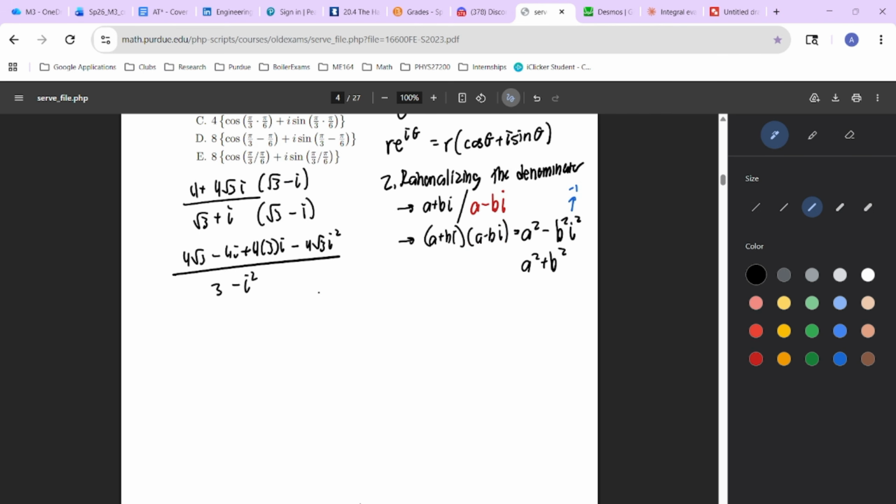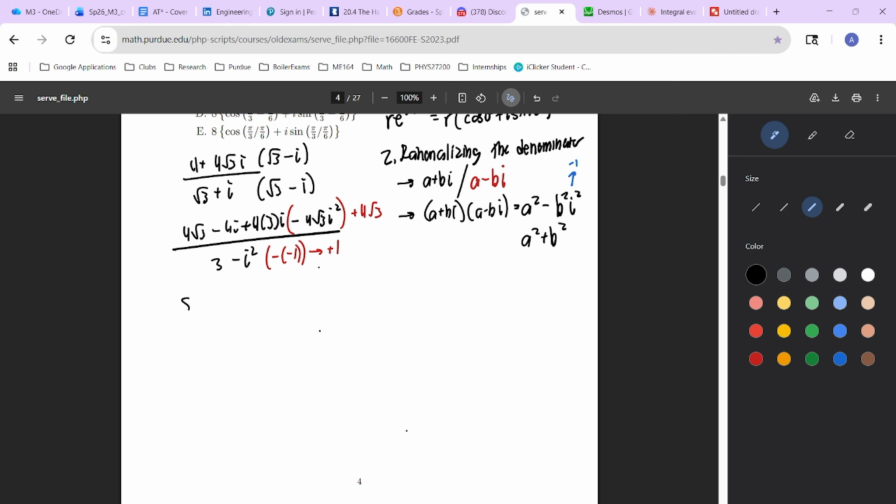We're going to simplify that out. This specific part becomes positive 4 root 3, and this bottom one becomes negative 1, which becomes positive 1. Now, knowing this, we can simplify this down. This becomes 8 root 3, and then this also becomes 12.